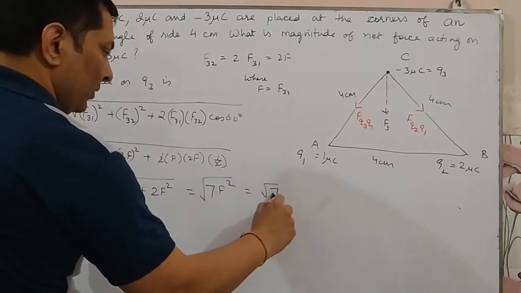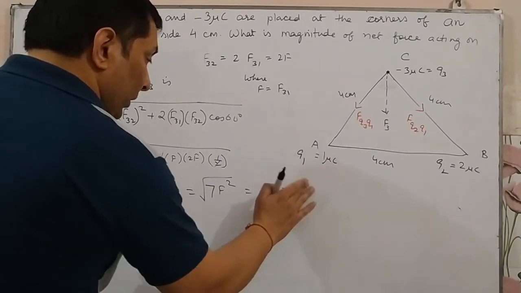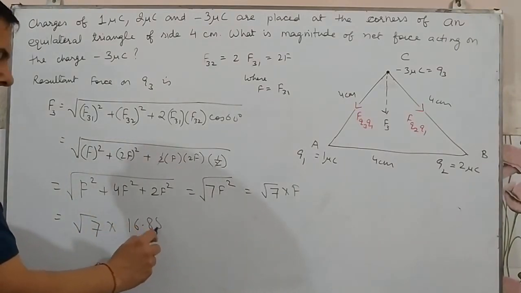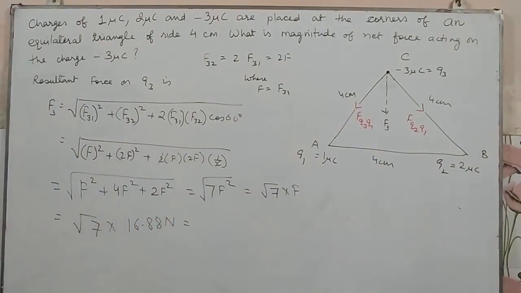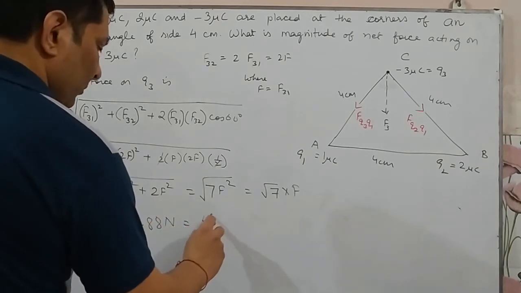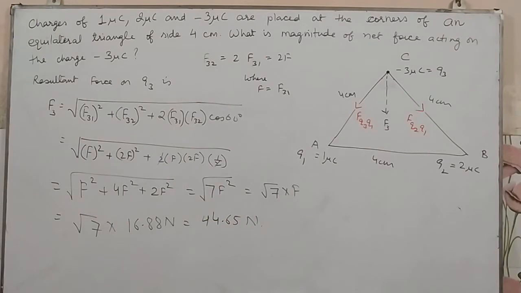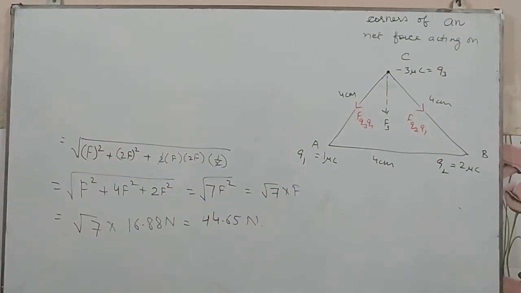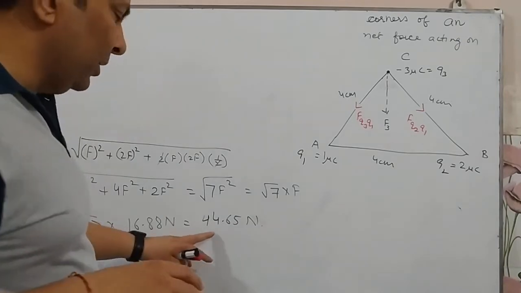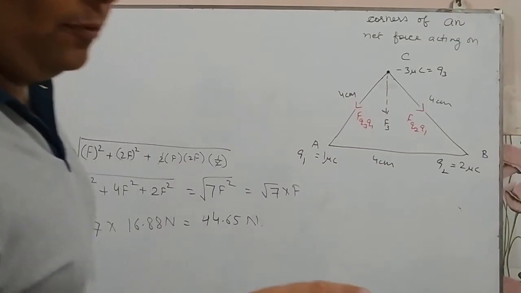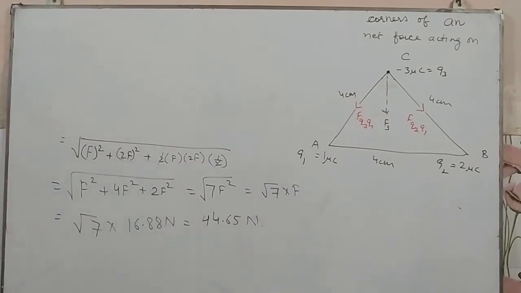That is root 7 into F. So the simple result is root 7 multiplied with 16.88 Newton. That comes out to be approximately 44.65 Newton. Okay. And in this case, we are only interested in finding the magnitude. So the direction is shown here in the diagram, so you need not separately go for the direction. Leave the question here only because we are only interested in magnitude.